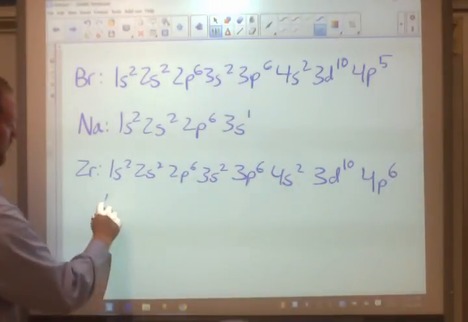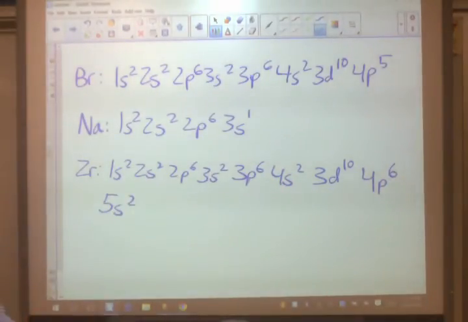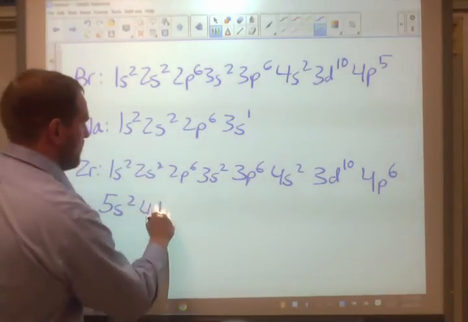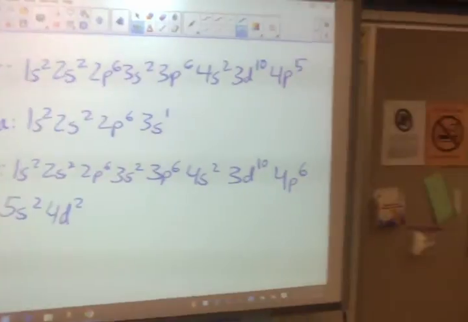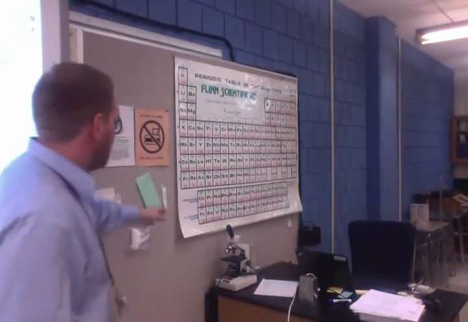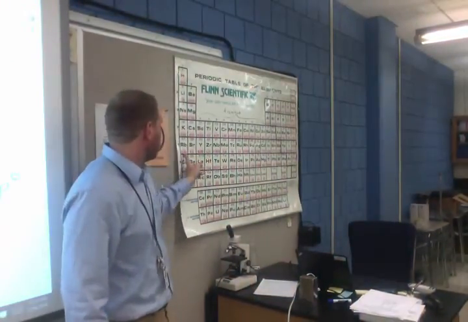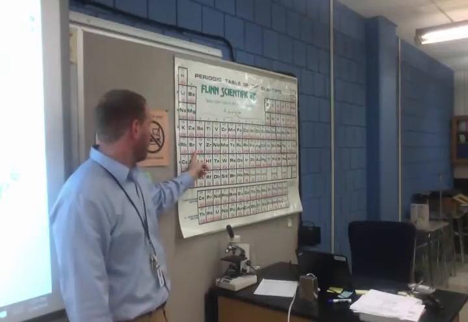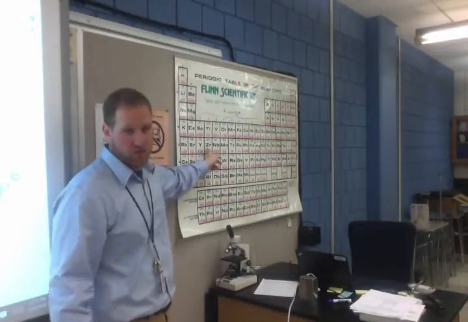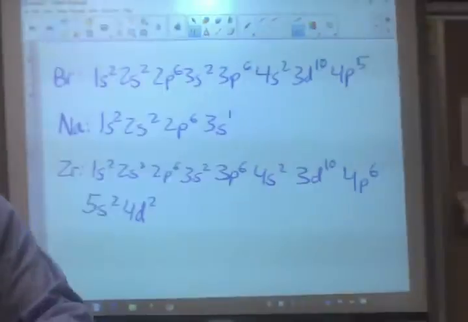4p6, 5s2, and now is where I need to slow down. 4d2. And again, I know it ends in 4d2 because here's my zirconium, and here's 5s2, so now it goes 4d1, 4d2. Second electron in there.